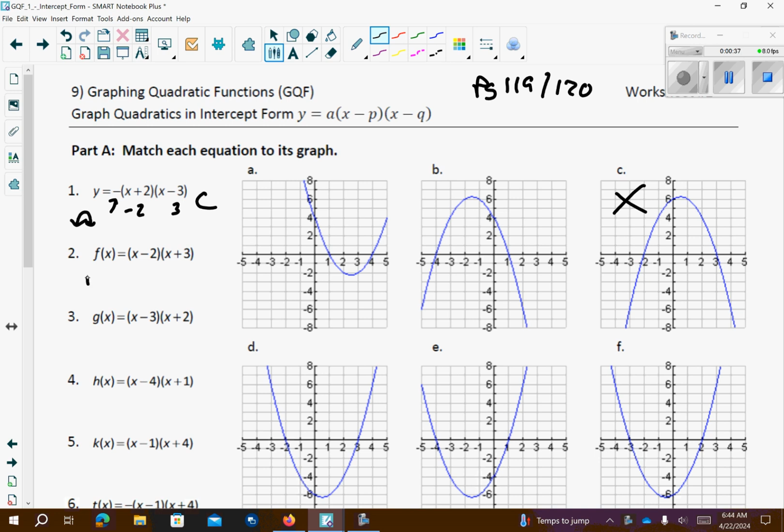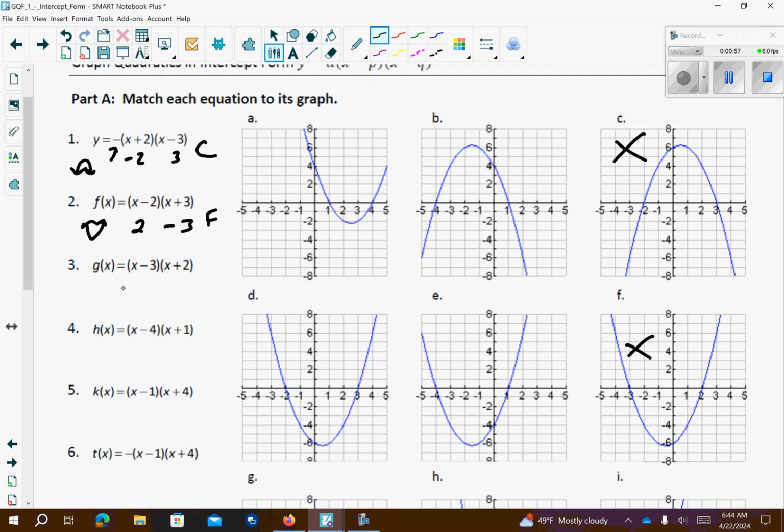This one's going to open upward because I don't have a negative out front. It's going to cross at 2 and -3, but it's opening up. So 2 and -3. It looks like this one will be F. So use that one.